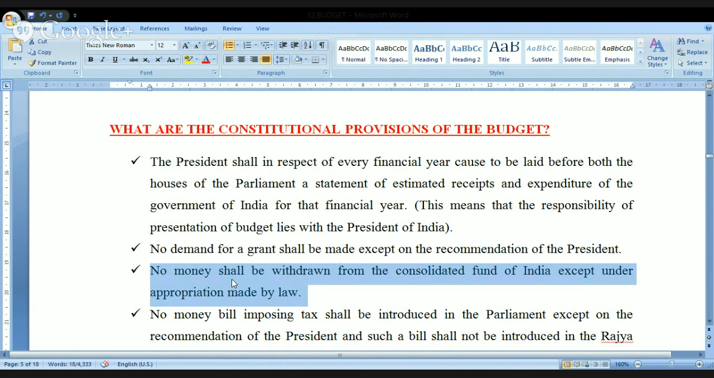No money shall be withdrawn from the consolidated fund of India except under appropriation made by law. See here, in the previous class, I was telling you under article number 266, I have something called Consolidated Fund of India. This Consolidated Fund of India is nothing but one of the accounts of the government of India that is there with the RBI, Reserve Bank of India. And this is the place where the government has all the money. And from this particular account, the money will be drawn and the money will be spent. And that money will be drawn only with the permission of the president, only after it is accepted by the parliament. Otherwise, you cannot spend the money.